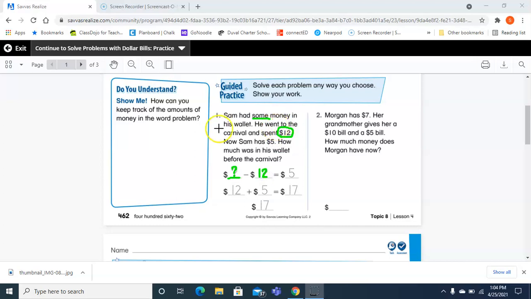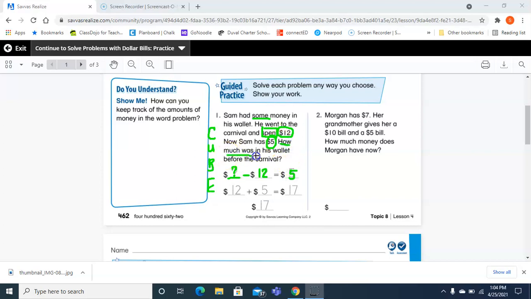And the word that I'm going to box in, do you remember cubes? You circle the numbers, underline the question, box in the important words, and then solve the equation. I'm going to box in the word spent because that tells me whether he's adding or subtracting. So spent means he subtracted because it took money away from him. Now Sam has $5. So I'm going to circle the $5 and trace over it here.